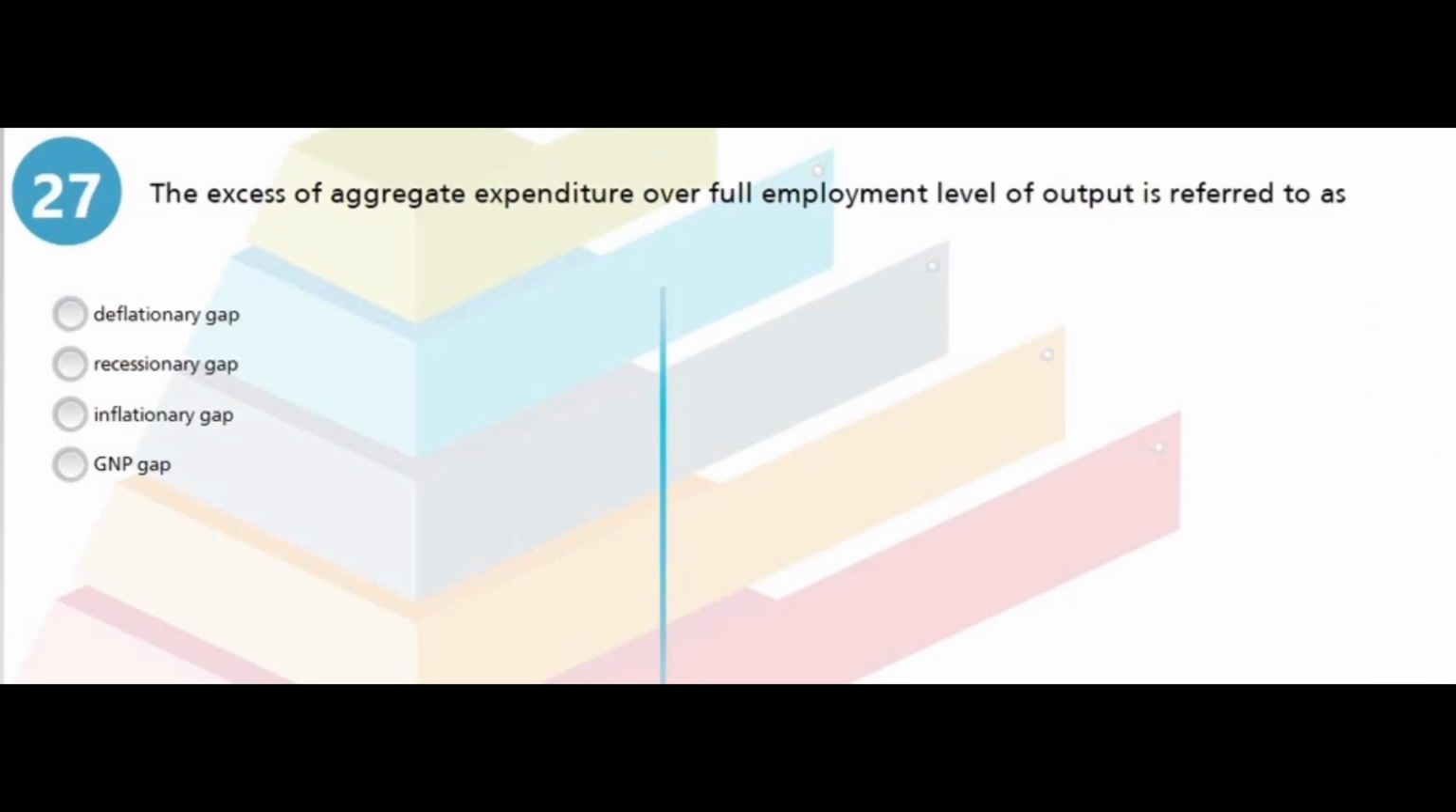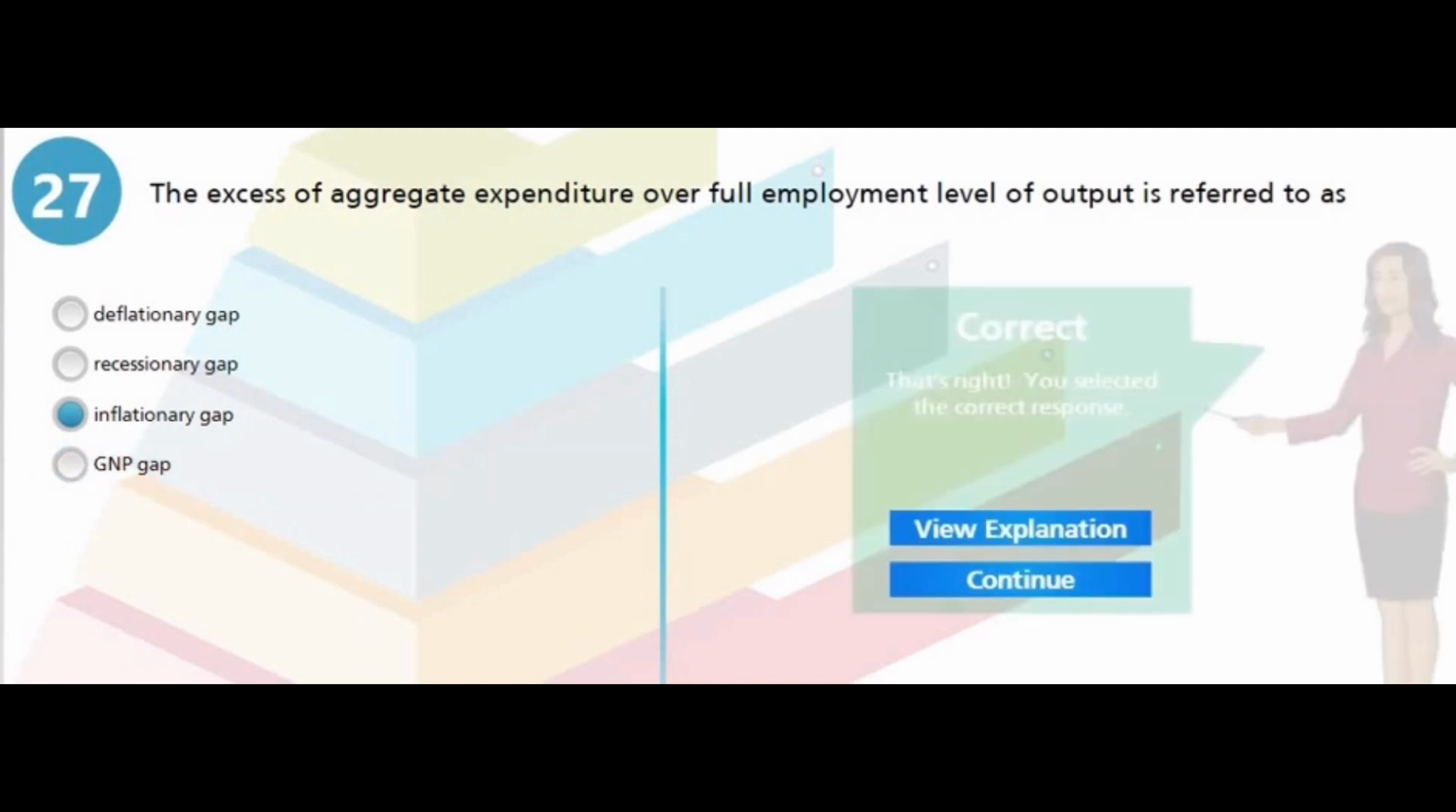Question 27. The excess of aggregate expenditure over full employment level of output is referred to as A, deflationary gap, recessionary gap, inflationary gap, or GNP gap. So the right answer is inflationary gap. So inflationary gap is the excess of aggregate expenditure over full employment level of output. That's the right answer.